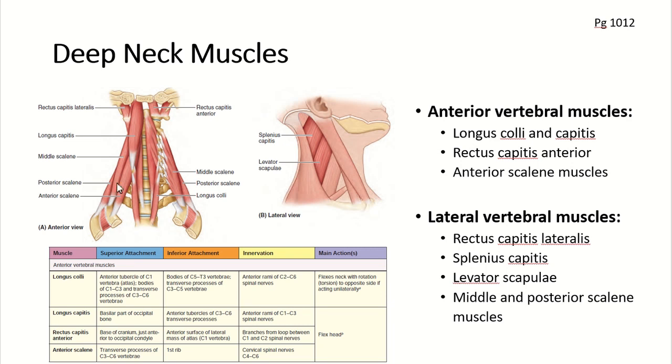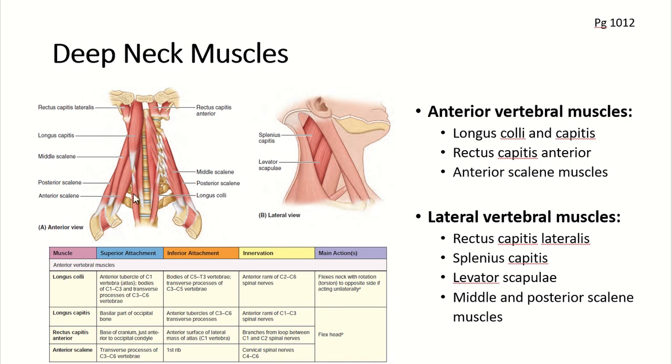We have the longus capitis, which is right here, which goes from the basilar part of the occipital bone on the back of the head and makes its way down to the anterior rami on the C3 through C6 transverse processes of those vertebrae. And this, of course, flexes the head. We also have the rectus capitis anterior, and that should give you a hint to where it is. So it's right here. It's a very small muscle. It starts at the base of the cranium and goes down to the anterior surface of the lateral mass of the C1 vertebra. It also serves to flex the head.